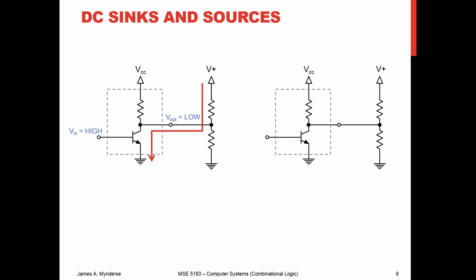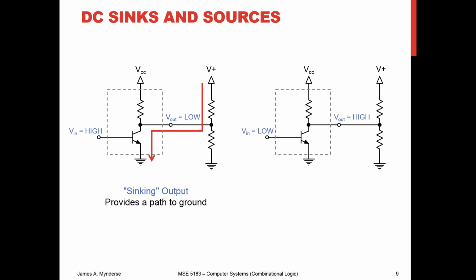This dashed line represents our IC, and outside the dashed line is our external circuitry. If we've got our V plus on the outside, and we allow current to flow from our V plus through a resistor, through the open collector of our logic device, and then down to ground, then we call this sinking an output. So we're providing a path to ground.